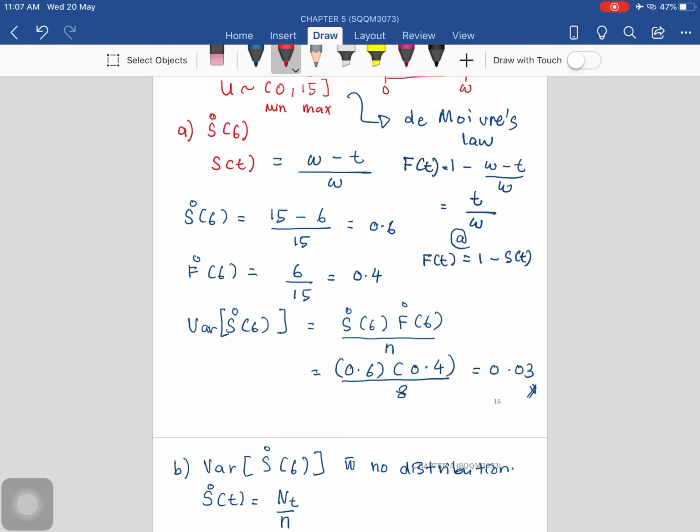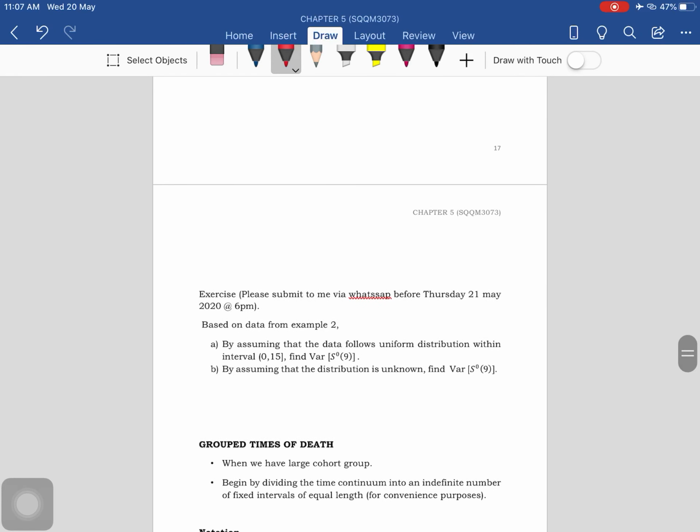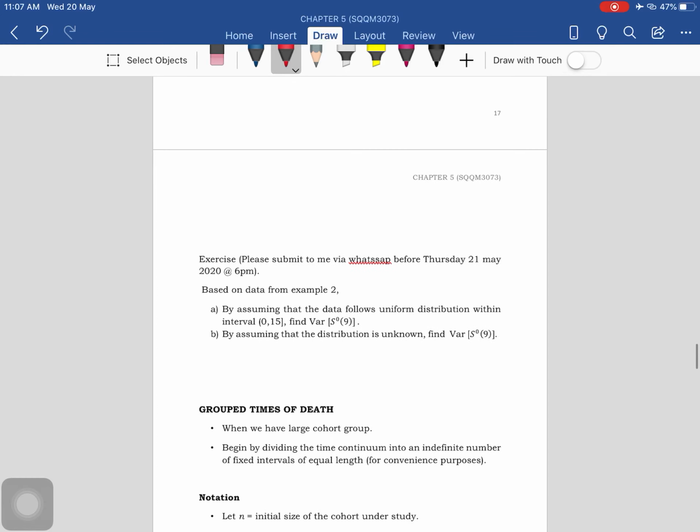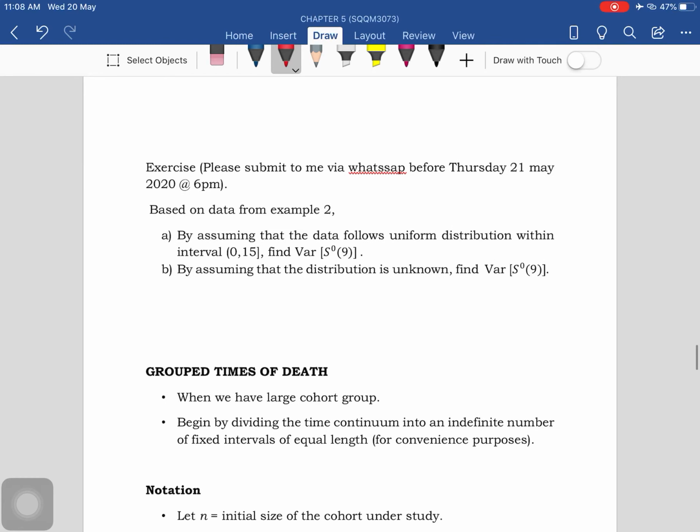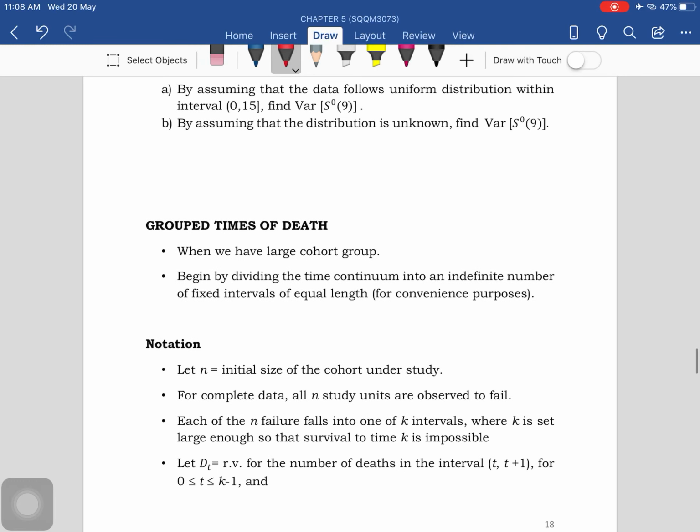So I have good news for you. Please do this exercise. Please submit it to me via WhatsApp before tomorrow at 6 p.m. You just snap your answers and WhatsApp me personally, not in the WhatsApp group, because it is considered as your attendance for today and tomorrow's class.